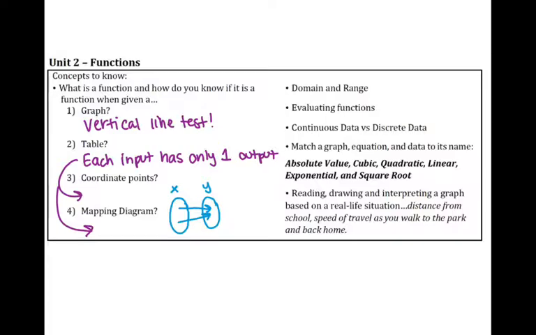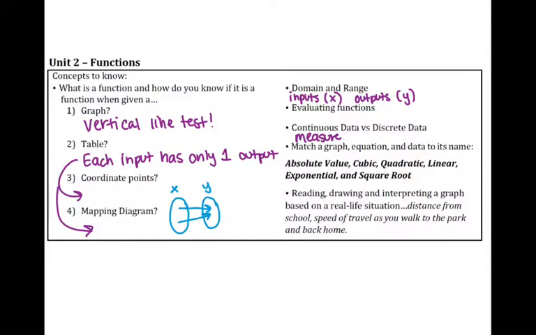Okay. We also talked about domain and range. Domain represents your inputs, or x. Range represents your outputs, or y. We talked about evaluating functions, so that is when you are plugging stuff into your function. Continuous data versus discrete data. Continuous data is something that you have to measure.